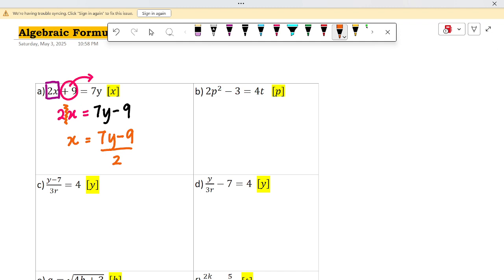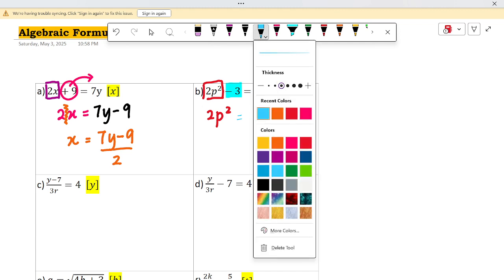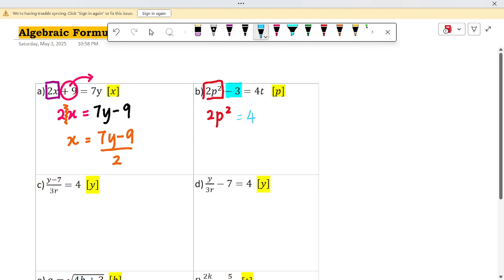Okay, so let's see question B now. 2p square minus 3 equals 4t. Here we are going to express p. So let's leave p here. We are going to shift other than p, which is negative 3. Negative 3, when you bring to the right side, will become positive 3. So first step, remain your 4t here, and negative 3 will become positive 3. This is your first step.